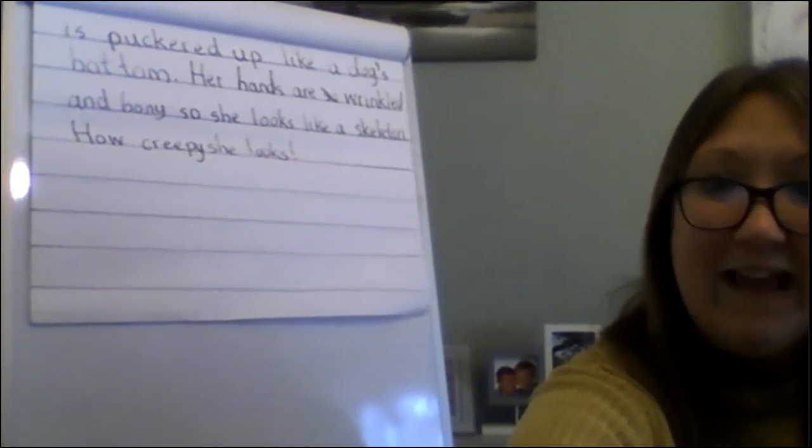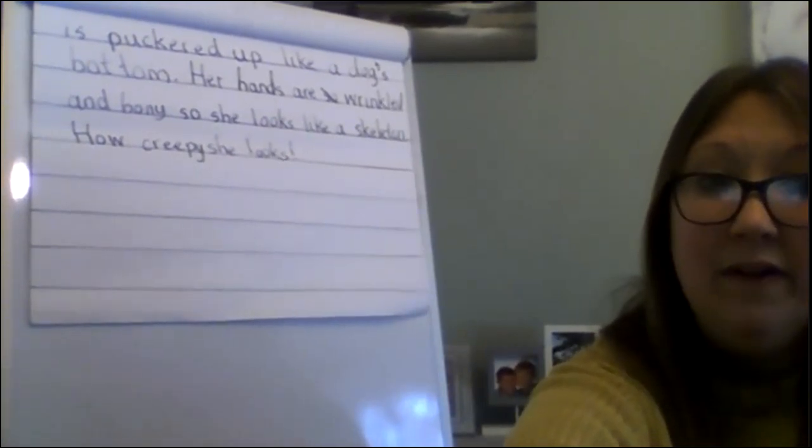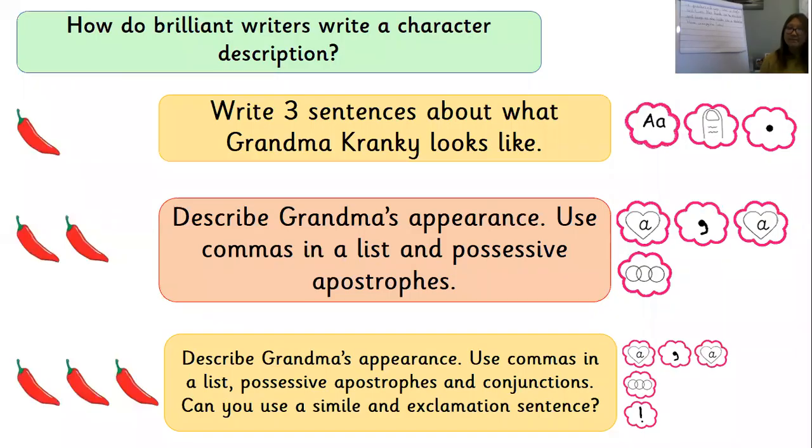So it's going to be your turn now to write your next paragraph. You should have already written appearance as the subheading. If you haven't, write that now. If you would like to do the 1 chili challenge for this paragraph, just write 3 sentences about what Grandma Kranky looks like. I'd like you to use capital letters, finger spaces, and full stops.